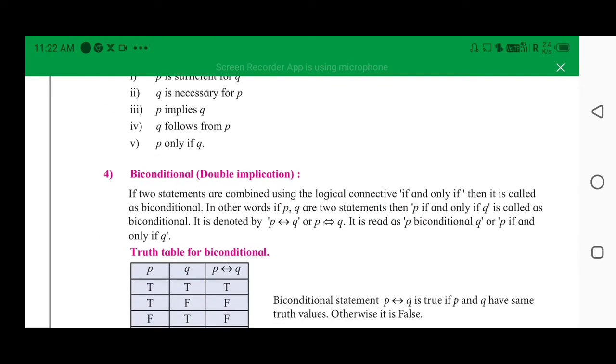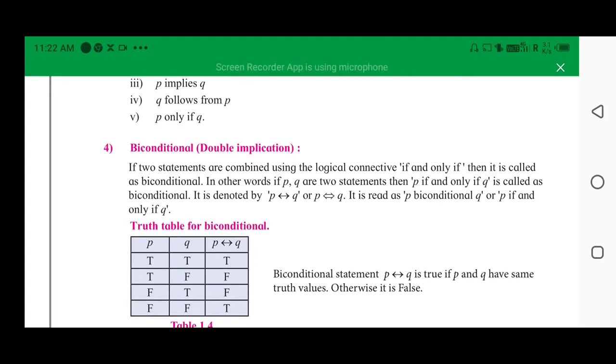Now we have the biconditional statement, that means if and only if. If two statements are combined using the logical connective if and only if, then it is called a biconditional. In other words, if P and Q are two statements, then P if and only if Q is called a biconditional. It is denoted by P ⇔ Q, with an arrow on both sides. It is read as P biconditional Q or P if and only if Q.